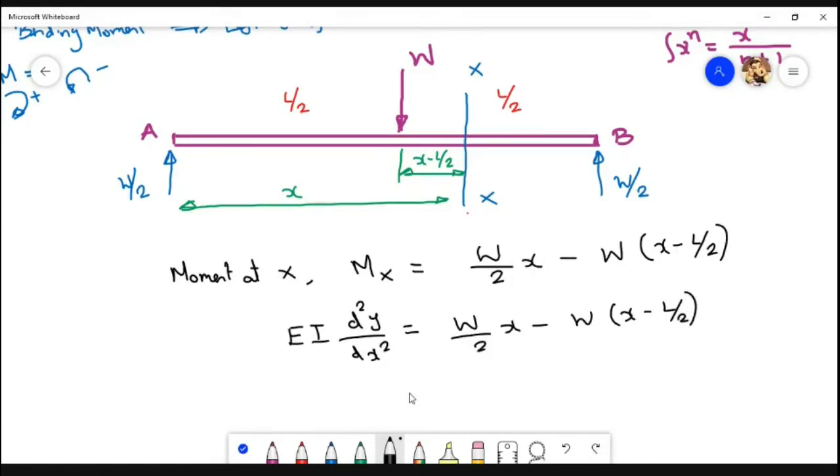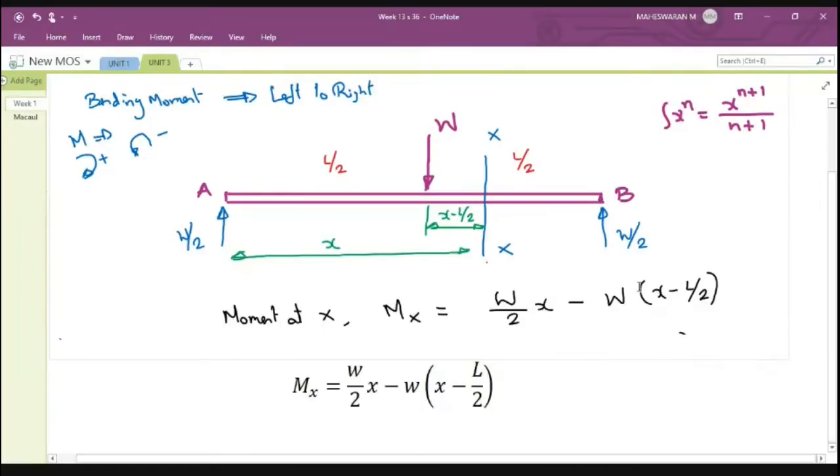So what I am going to do is integrate this twice. When I integrate it, I will get the values accordingly. This entire thing is a variable actually. You should not separate it. When I integrate it, this entire thing is a variable, because if x changes, the x minus L by 2 will change. So you have to integrate it as a whole term, not as a separate one.